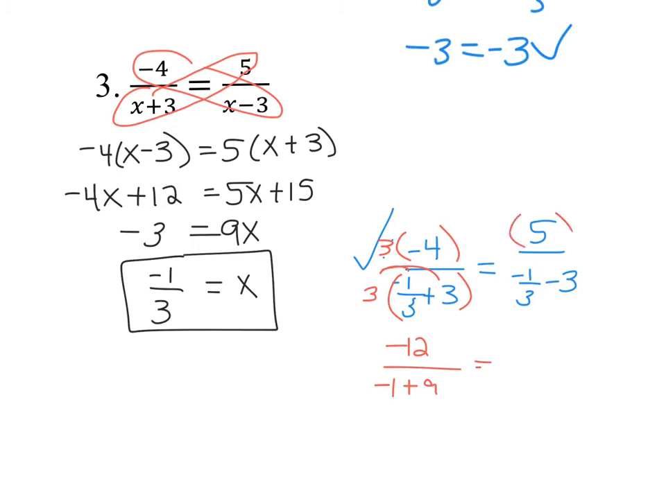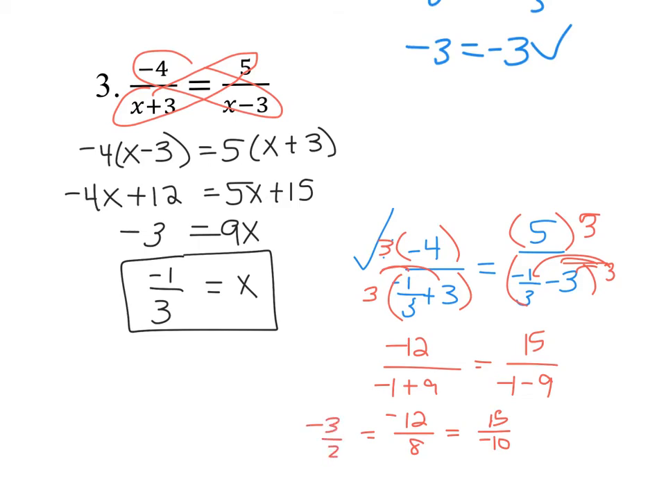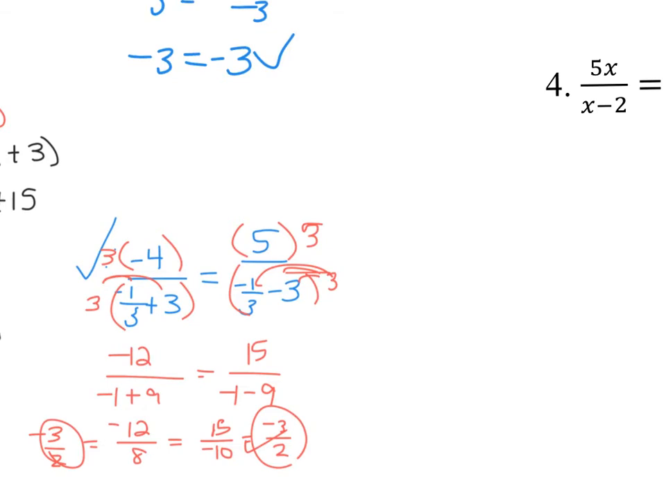And then I'm going to do the same thing over here, top by 3, bottom by 3. So I have 15 over, distribute, that makes negative 1 minus 9. So now I have negative 12 over 8, and I have 15 over negative 10. If I simplify negative 12 over 8, I get negative 3 halves. And if I simplify 15 over negative 10, I get negative 3 halves. Sure enough, it works. Let's go ahead and let's try number 4.